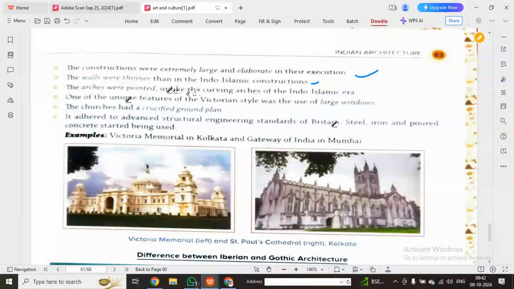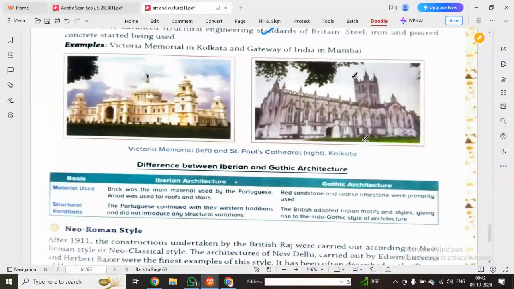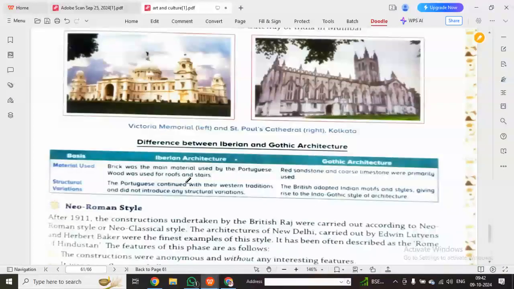So it is basically Indian, Persian plus the Gothic. ठीक है. The constructions were extremely large and elaborate in their execution. The walls were thinner than in Indo-Islamic constructions. Arches were pointed, unlike the curving. So देखो, pointed arches are nothing but ऐसे ऐसे वाला structure, है ना?